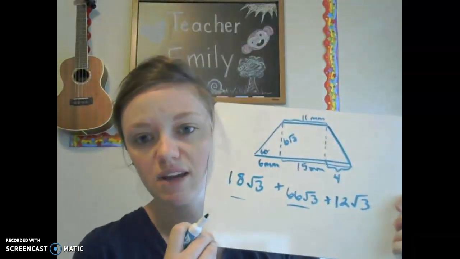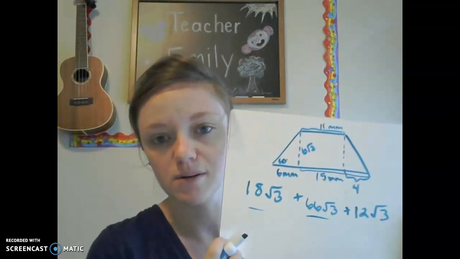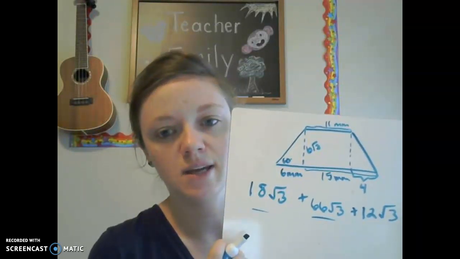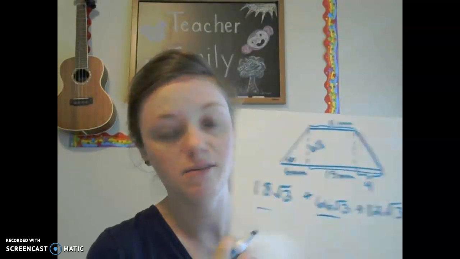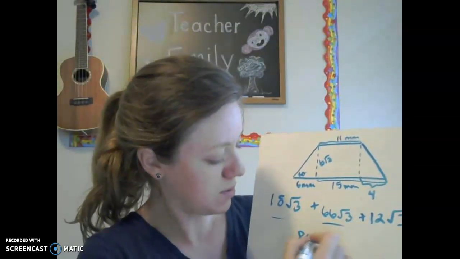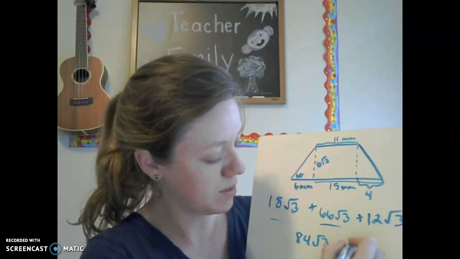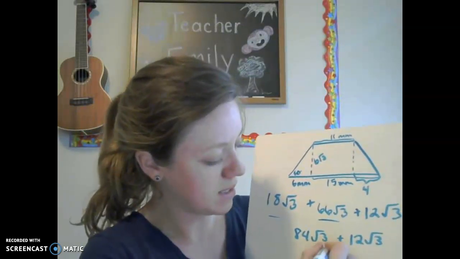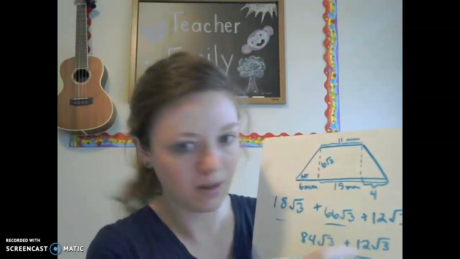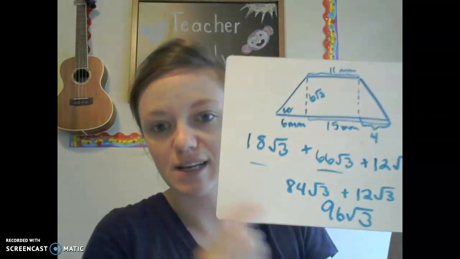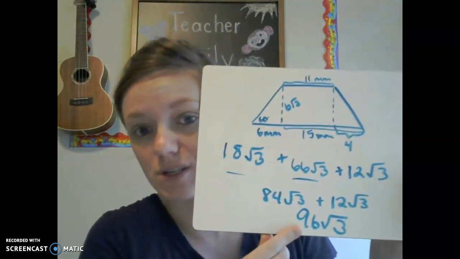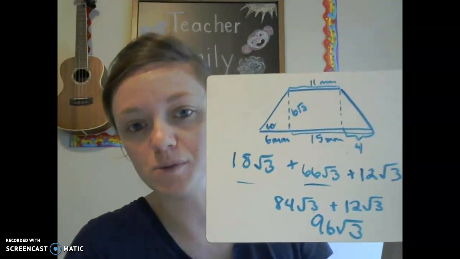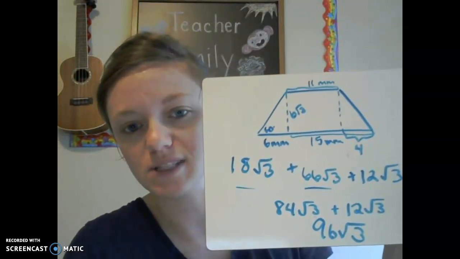So this is going to give me my area. I have to add these 3 together. So let's see here, 66 plus 18 would be 84. 84 times the square root of 3 plus 12 times the square root of 3 is 96 times the square root of 3. And that is the answer, 96 times the square root of 3. So that was a long one, but each part individually isn't too hard. You just have to add it all together once you're done.